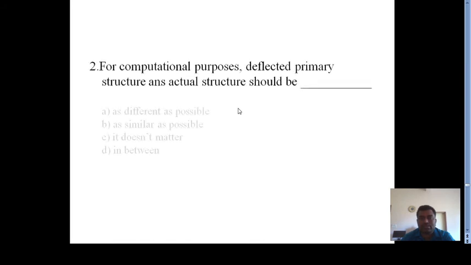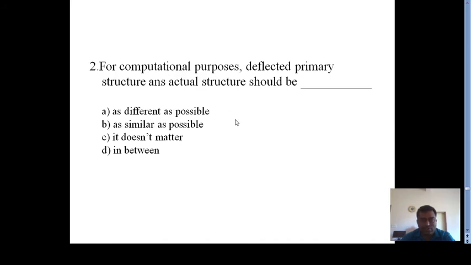Then coming to the next question: for computational process, the deflected primary structure and the analyzed actual structure should be as different as possible, as similar as possible, or it does not matter in between. For computational purposes, the deflected primary structure and the analyzed actual structure should be as similar as possible. Therefore your answer is B.